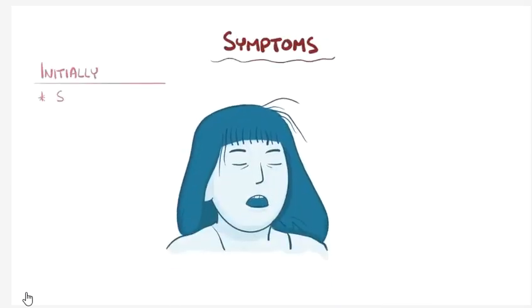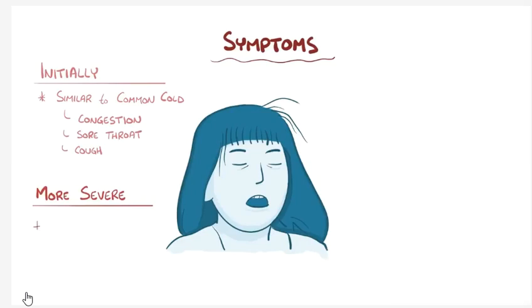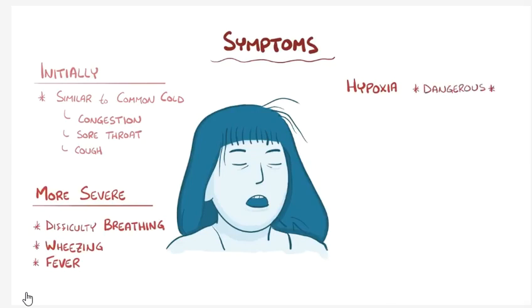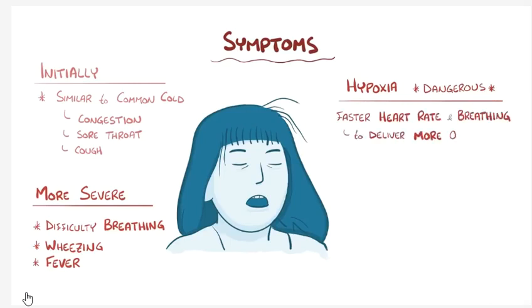Initially, bronchiolitis symptoms are similar to the common cold: congestion, pharyngitis, sore throat, and cough. If the infection becomes more severe, it can lead to symptoms like difficulties breathing, wheezing, and fever. If there's hypoxia, it can be especially dangerous for a child's developing brain, and the body's natural response is to increase heart rate and breathing in an attempt to deliver more oxygen to the brain more quickly. Over time, this can lead to exhaustion and requires hospitalization.